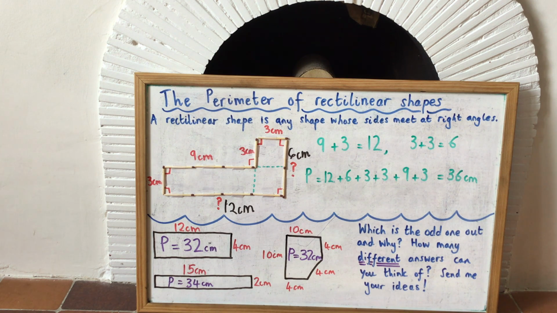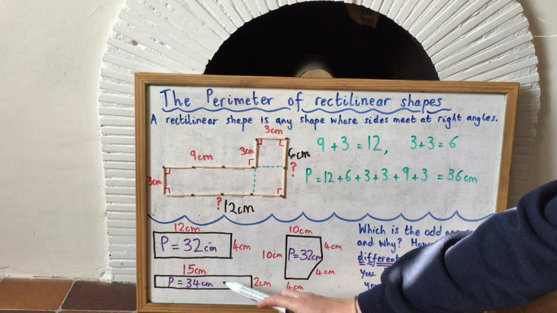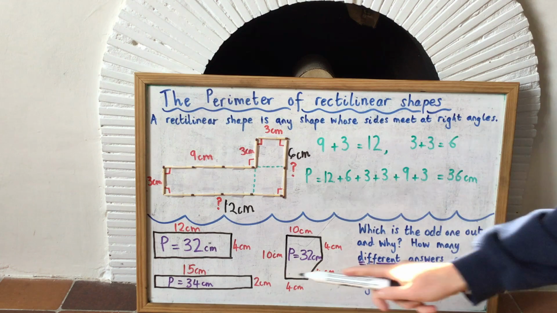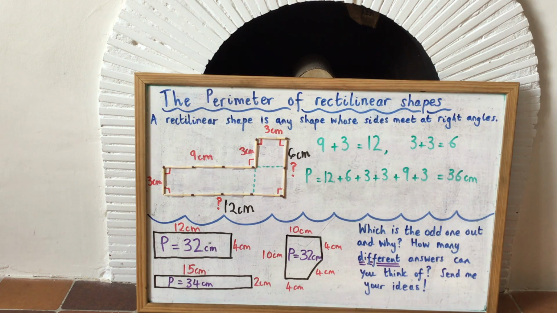So I'll give you an example. One example that you might see is this shape is the odd one out because it has a perimeter of 34 centimetres, whereas the other two have a perimeter of 32. That's one example of why that shape could be the odd one out. But what other reasons can you think of?